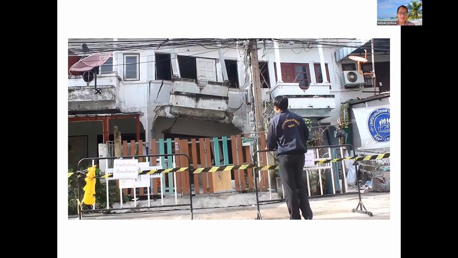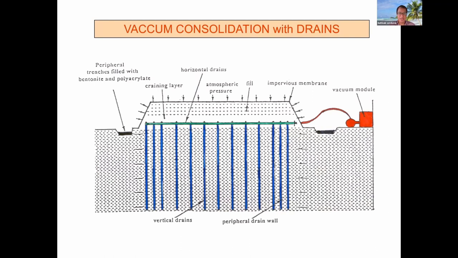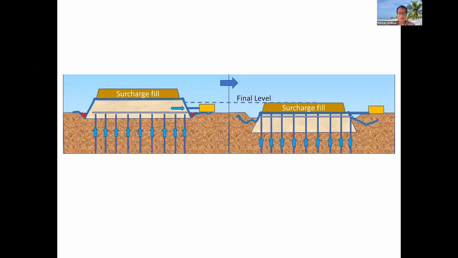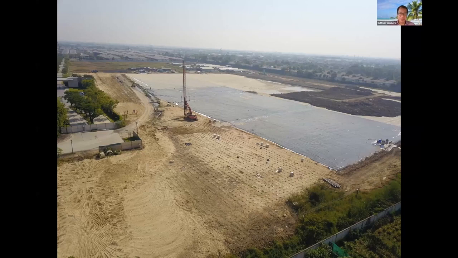In the past few years, my research has done a lot on vacuum consolidation. We try to avoid the large settlement of this kind of pond by using vacuum to drain the water out and consolidate the soil before the actual construction load is put in. This is the system of vacuum consolidation. This is an example of a project that used to be a big lake.